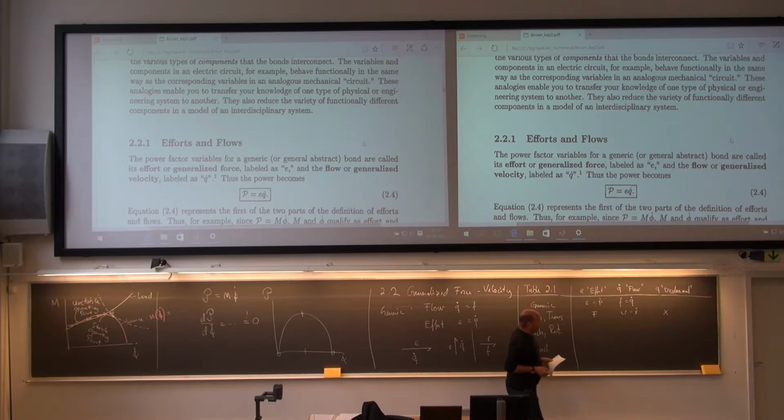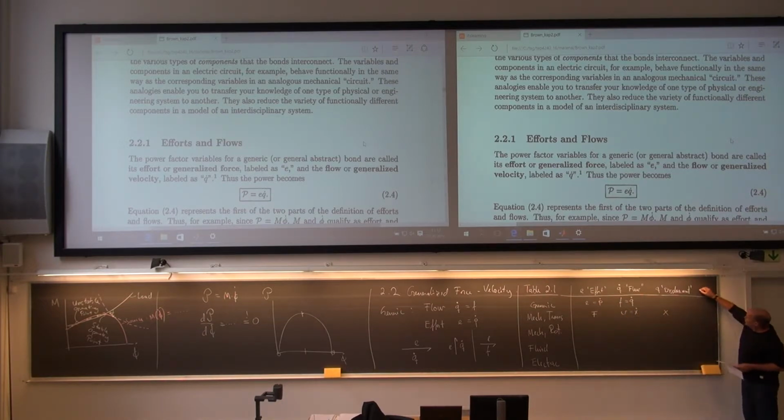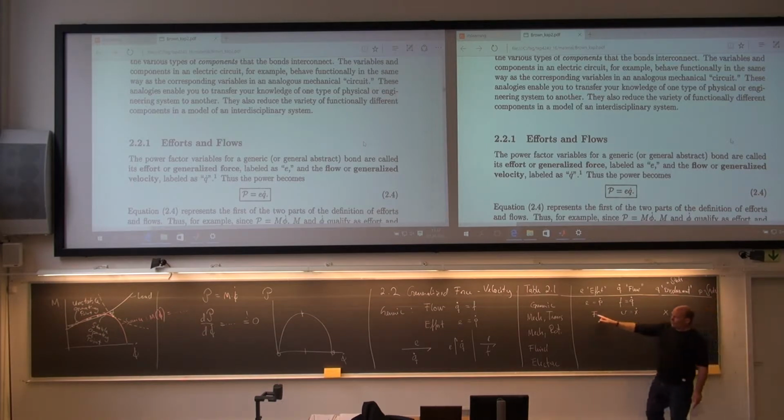And finally, we are going to need, for this effort, the time integration of E. That should now be just small p. Time integral of E dt, as this q is the time integration of q dot dt. So what is the time integral of force?